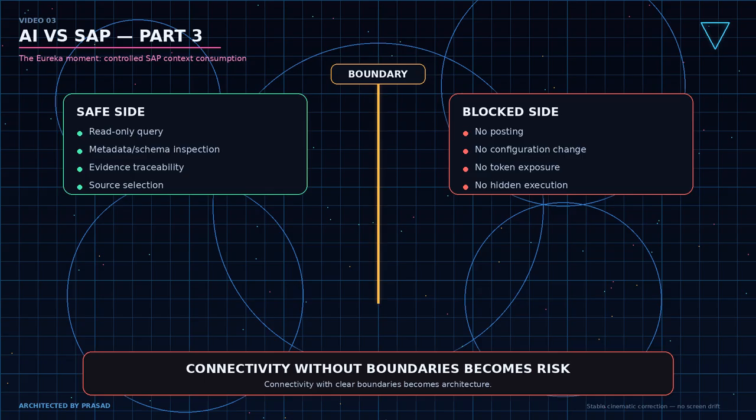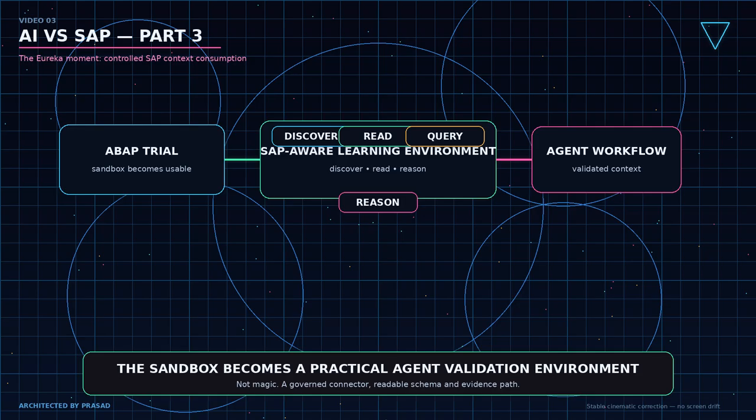This also changed how I looked at SAP AI architecture. The large language model is only one part of the solution. The real architecture around it is authentication, connectivity, authorization, source selection, data normalization, read-only controls, event traceability, and separation between recommendation and execution. That is where SAP architecture becomes critical.